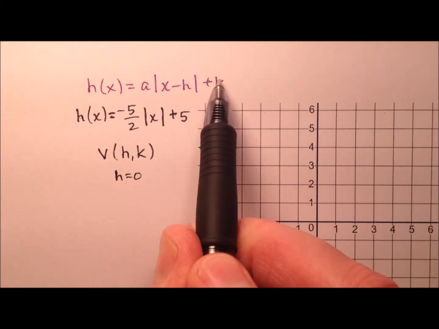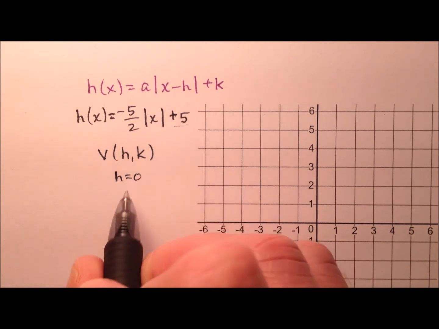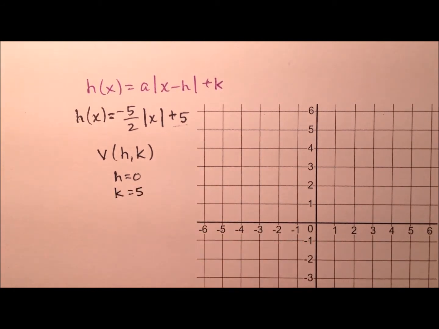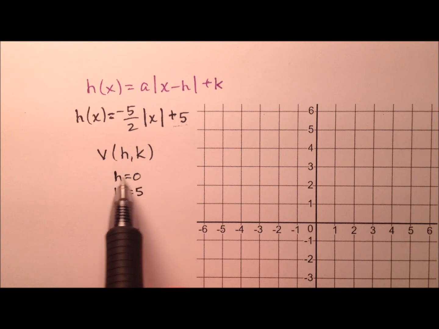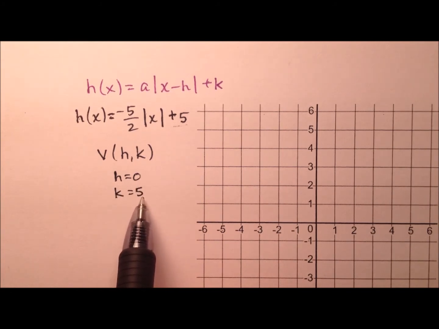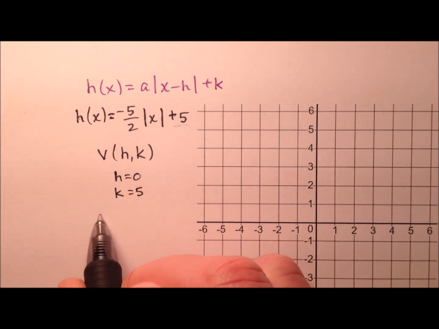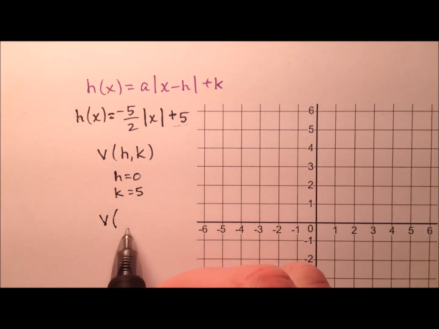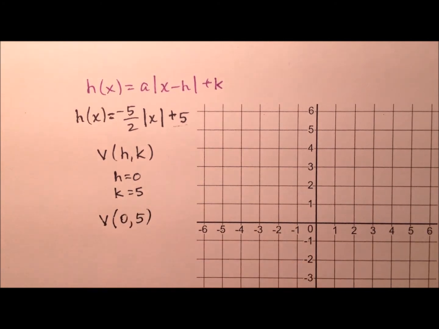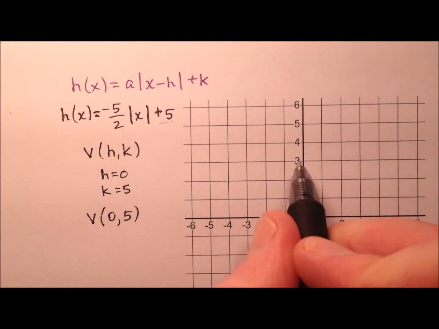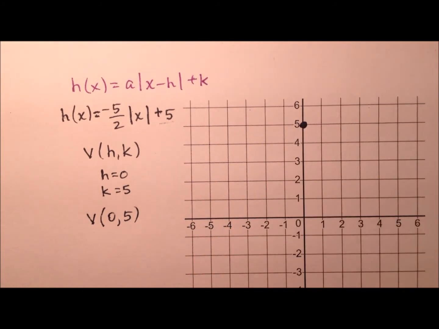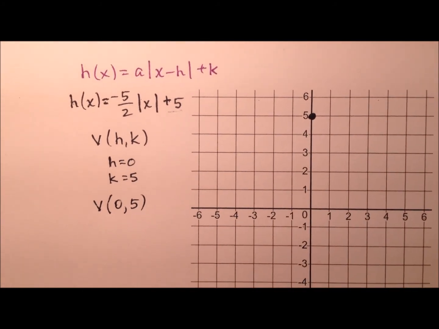And we have this plus k out here, which is plus 5. So I know my k value is 5. So no horizontal shift and a vertical shift 5 units up, since that's positive. So that means, for starters, my vertex will be 0, 5. So I can go ahead on the y-axis and plot this 0, 5, and that's where my vertex will be.